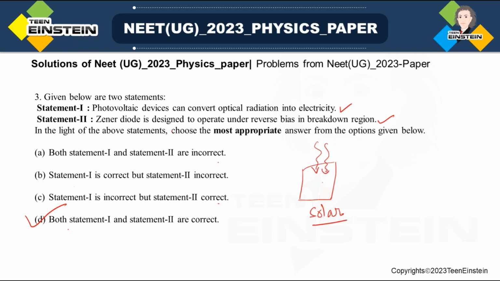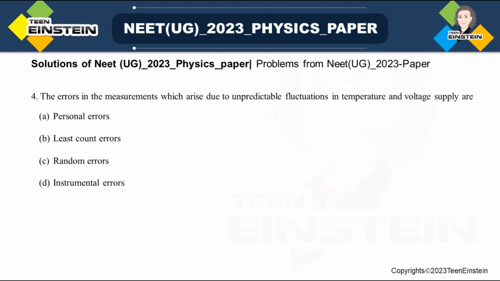Okay, so Zener diode is actually specially designed to operate under the reverse bias condition at the breakdown voltage or breakdown region. Now let us go to the next problem.